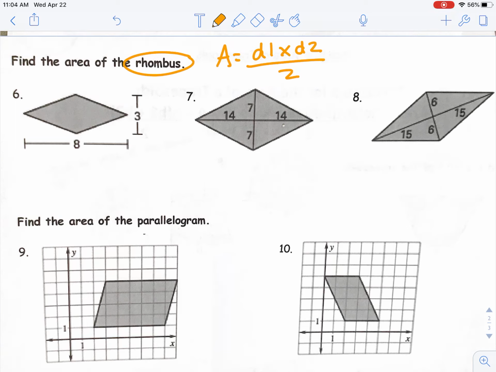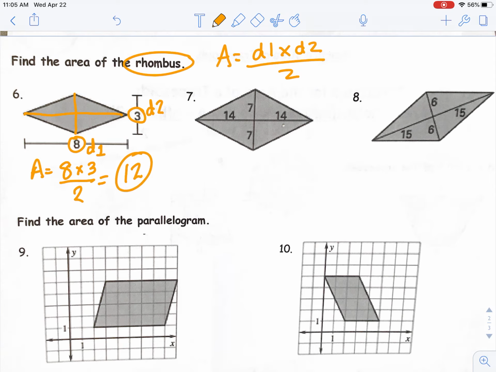So in this picture, remember the diagonal goes straight across from one corner to the other. So that would just be 8. That'll be my diagonal 1. And then the other diagonal goes across the other direction, so that would just be 3. And that's my diagonal 2. So if I use my formula, I just plug in 8 times 3 divided by 2, type it in your calculator, and your answer is 12.